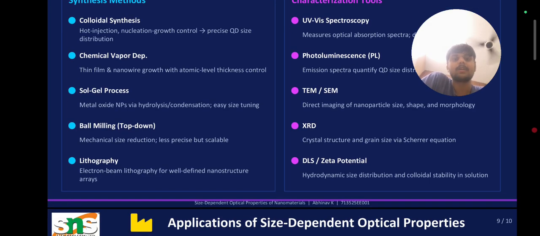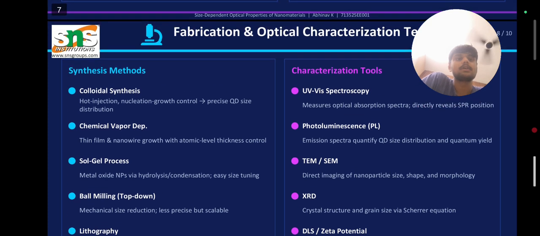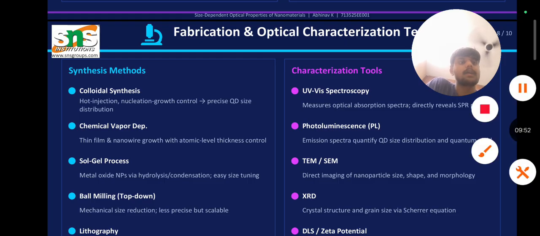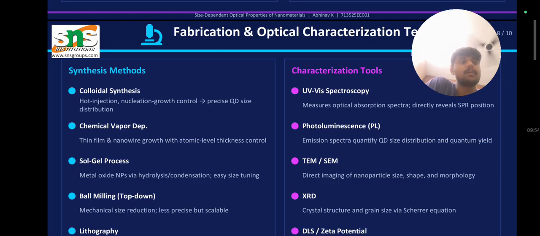Lithography. Electron beam lithography for well-defined nanostructure arrays. Next, characterization tools. UV visible spectroscopy: measuring optical absorption spectra. Spectra reveal SPR position. Next, luminescence. Emission spectra quantify QD size distribution and quantum yield. Thank you.